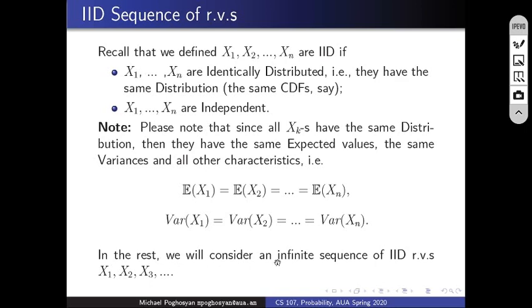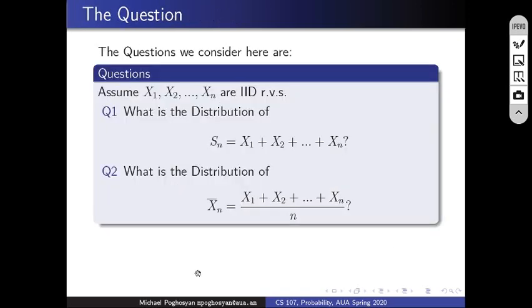And in the rest, we will consider an infinite sequence of IID random variables. We will talk about some limiting behavior of the mean or the sum of them. So we will have infinitely many IID random variables. The questions we want to answer here are the following. Assume we have IID random variables X1, X2, ..., Xn. What is the distribution of their sum? Or what is the distribution of their average?